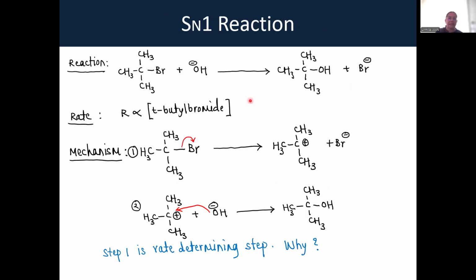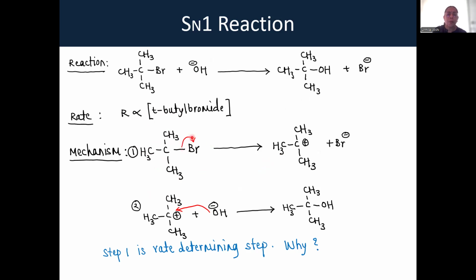Now coming to the SN1 reaction. I have written the reaction over here. There is tertiary butyl bromide. When it is treated with hydroxide ion, it forms tertiary butyl alcohol and bromide is released. This is an SN1 reaction, and therefore the rate of the reaction depends upon the concentration of tertiary butyl bromide only. Now coming to the mechanism.